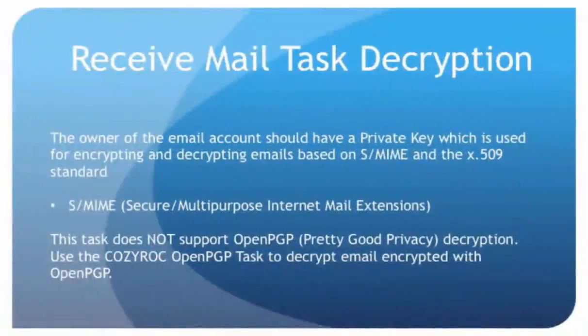In case you're wondering about that private key that I used for decryption, there should already be a private key for encrypting and decrypting email on the account that you're accessing. So you would just go to the account owner and use the same key that they're already using. And this task does not support the other type of encryption and decryption, which is called OpenPGP, although COZYROC does have a task called OpenPGP that you can use to decrypt email that is encrypted with the OpenPGP encryption standard.